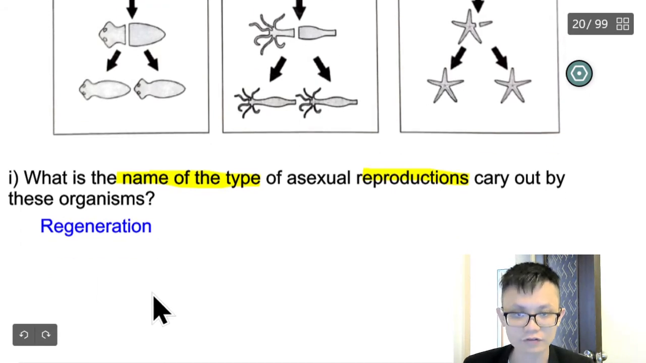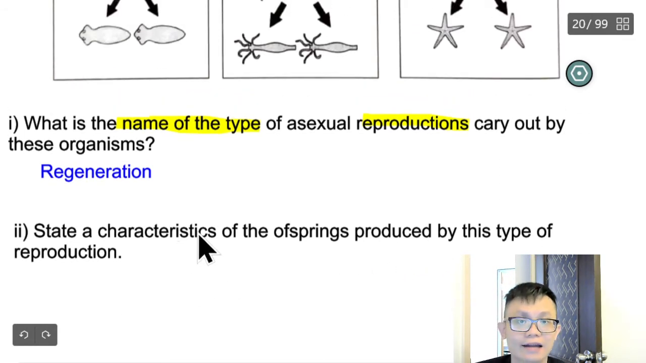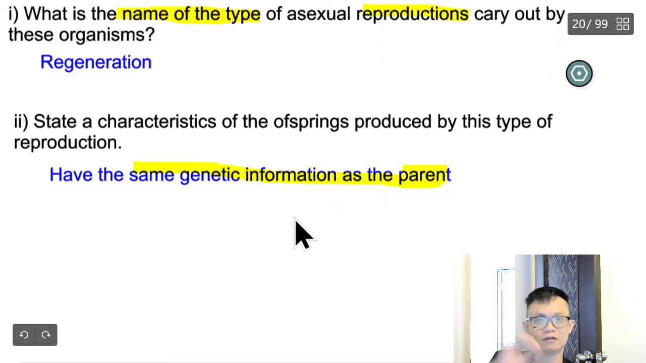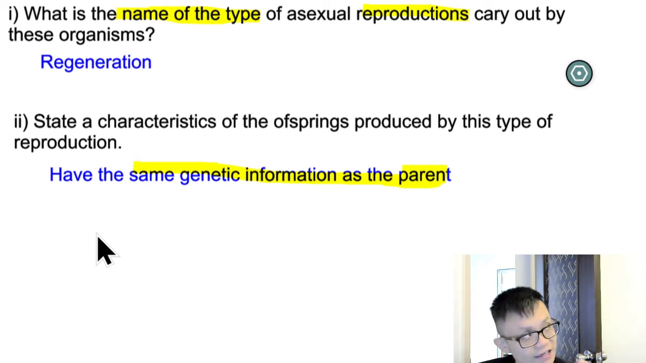Okay, let's move on to the next question. State the characteristic of the offspring of this type of reproduction. So what are the characteristics? They have the same genetic information as the parent. So same hair, same face, same nose, same ear. Not like us, we are different. One reason we are different is because we have daddy and mommy: daddy 50% DNA and mommy 50%.